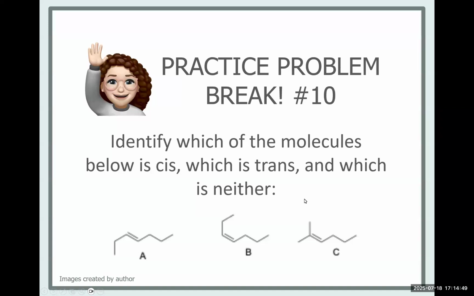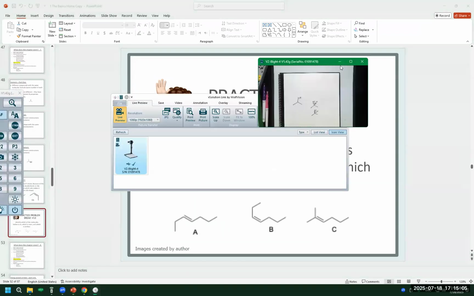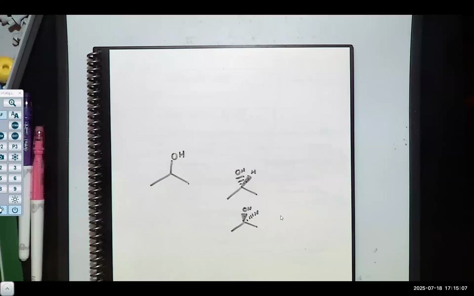So this is a chance for you to do your practice problem. I want you to look at each of these and try to figure out which of these molecules is cis, which is trans, and which is neither. You can pause the video and work that on your own, and then we will come over here and do it on the visualizer.